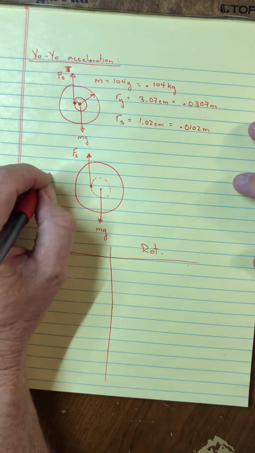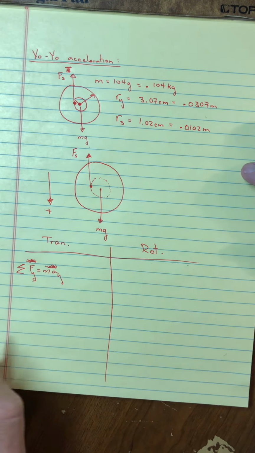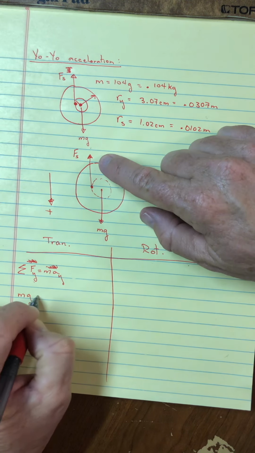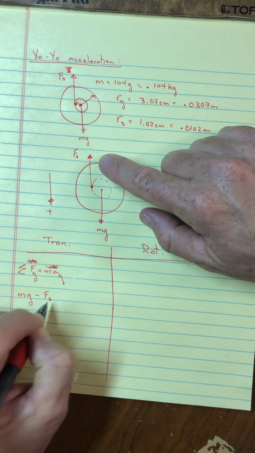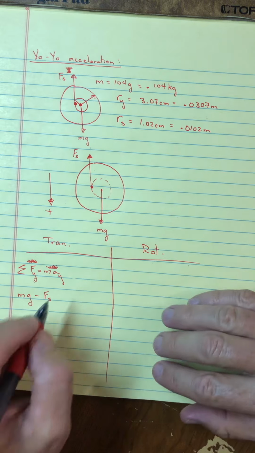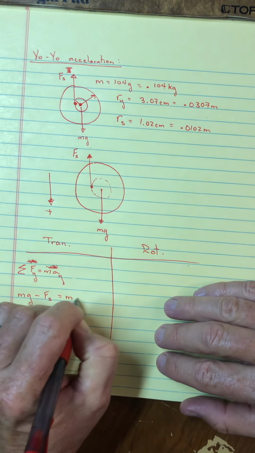Okay, I'll leave the tradition. I'm going to call down positive. So when I add up all the forces, mg is down and the force from the string is up. And so that's why it's a minus sign. So there's the sum of all the forces, and that has to equal ma.